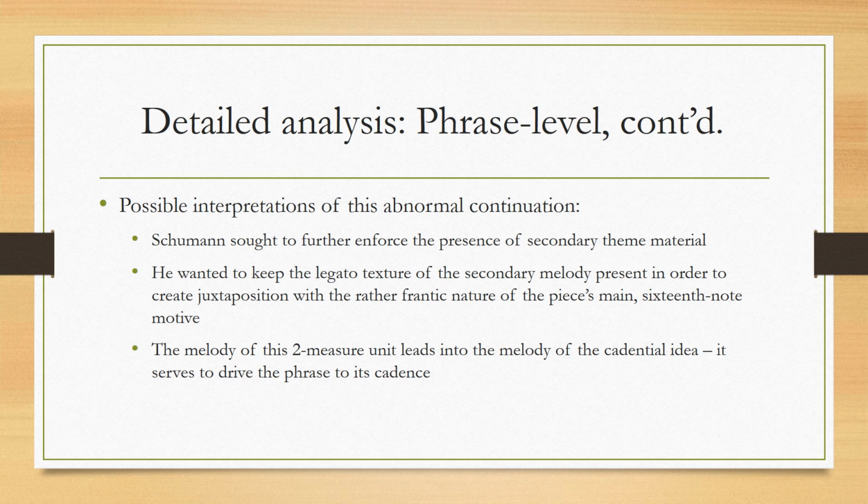So, possible interpretations of this abnormal 2-measure unit that seems to be just thrown in there: Schumann perhaps sought to further enforce the presence of the secondary theme material because it occurs so infrequently in the piece. It's possible that he wanted to reinforce that legato texture of the secondary melody in order to juxtapose with the frantic nature of the main 16th note motive that we've been hearing throughout the piece. And it's also possible that the melody of this 2-measure unit serves to lead us into the melody of the cadential idea because it ends on the same pitch as the cadential melody begins on.